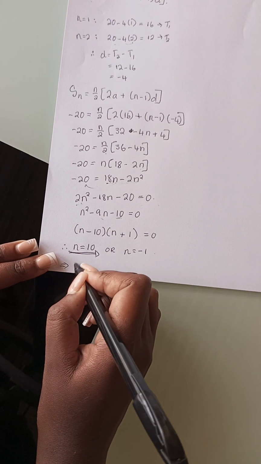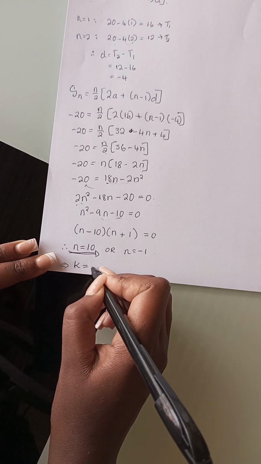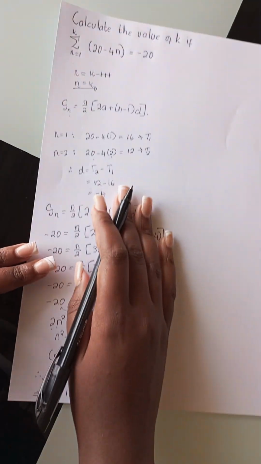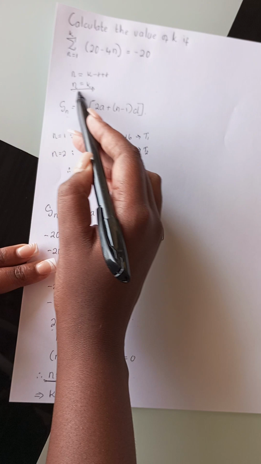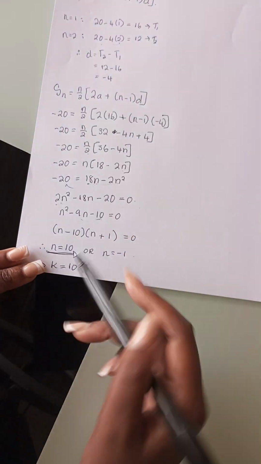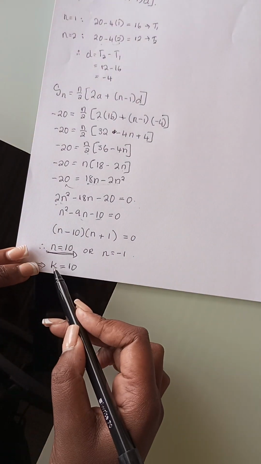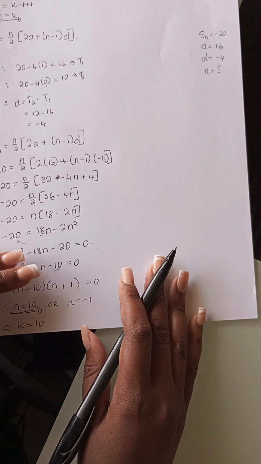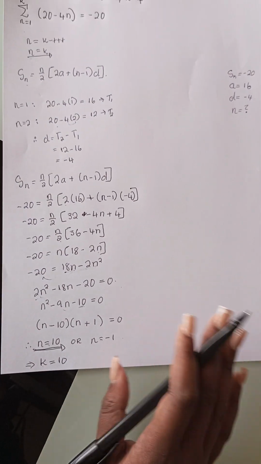And this implies that k is equal to 10. Remember that at the top we established that n is equal to k. So if n is equal to 10, then it means that k is also equal to 10. And that is how you solve it.